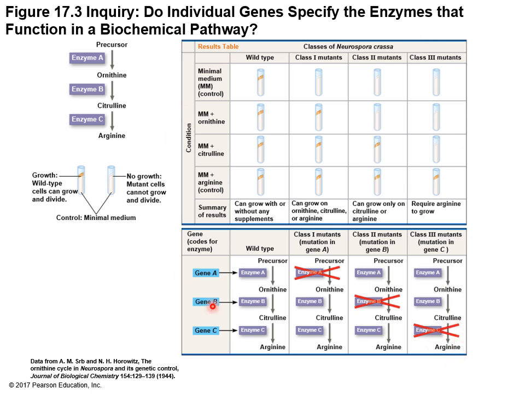So this experiment proved that one gene is going to code for one enzyme. Gene A for enzyme A, gene B for enzyme B, gene C for enzyme C. And remember, students, that enzymes are made up of proteins. So each gene is going to code for a protein.